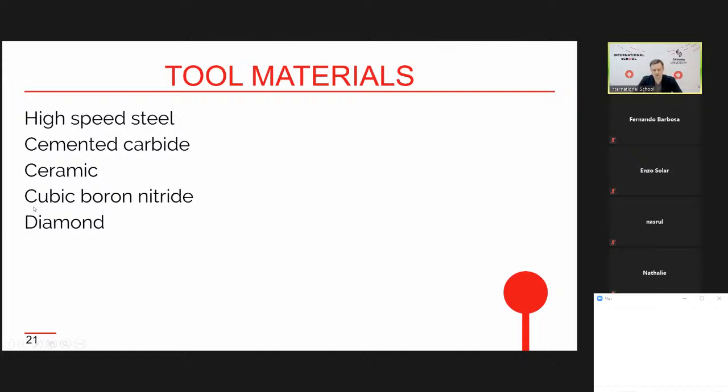And the properties of cubic boron nitride are similar to the properties of diamond. But the difference is the next. Cubic boron nitride is used for hardened steels, and diamond is used for approximately other part materials: aluminum alloys, also in the wood industry and other types of materials.